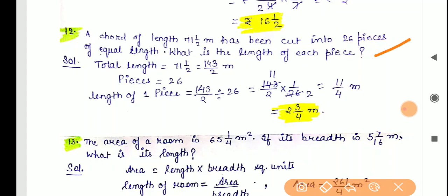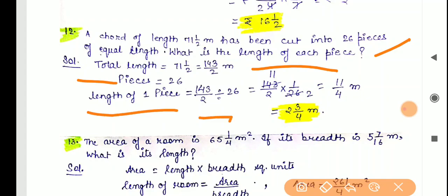Clear? So we need to know the length of each piece. Same procedure, we will divide it. So total length is equal to 71 and 1 by 2, that is 143 by 2 meter. Then the number of pieces is 26. So the length of one piece will be 143 by 2 divided by 26.